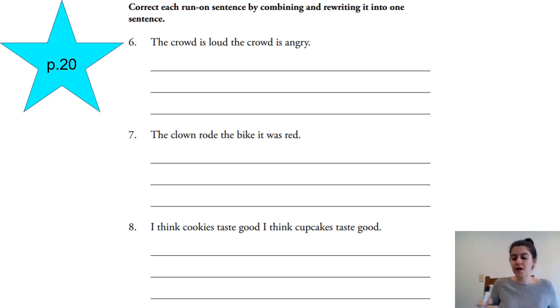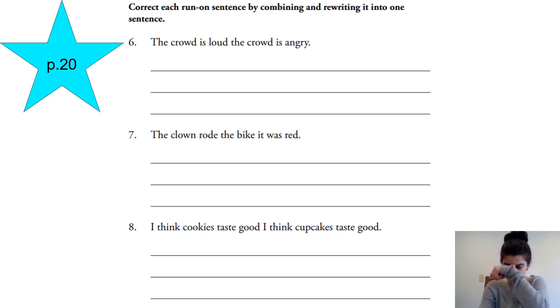This is a good strategy if you're reading or writing in class, and you realize that you have a run-on sentence. These are 2 different ways that you can fix that sentence and make it make sense. So this way we're doing now is combining the sentence into one, keeping it one sentence. Let's try number 7. Number 7 says, the clown rode the bike, it was red.